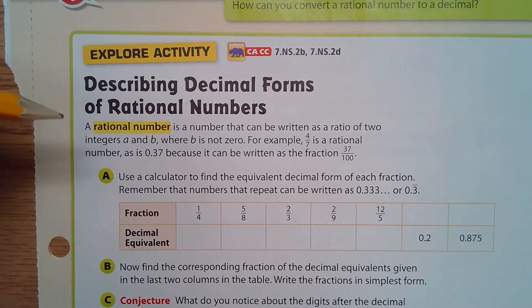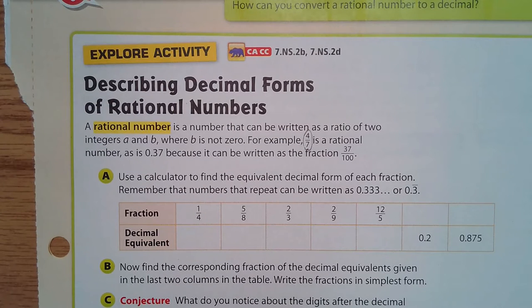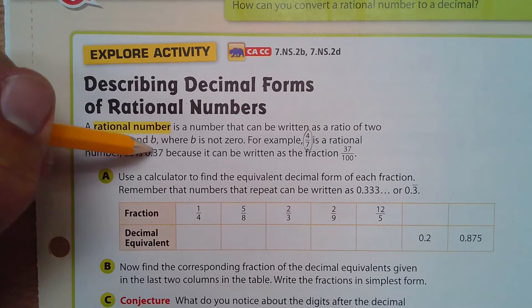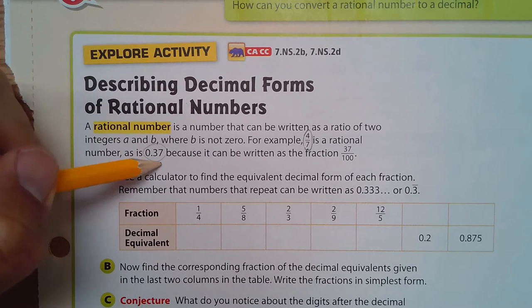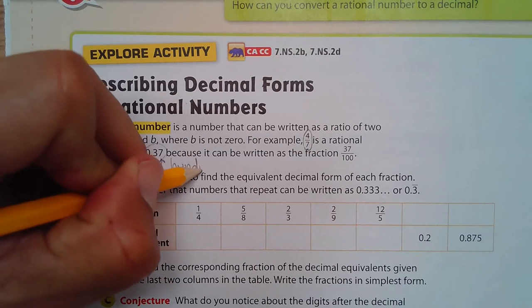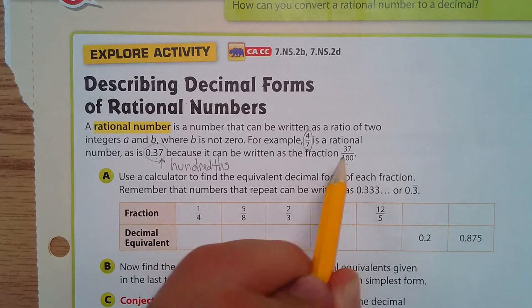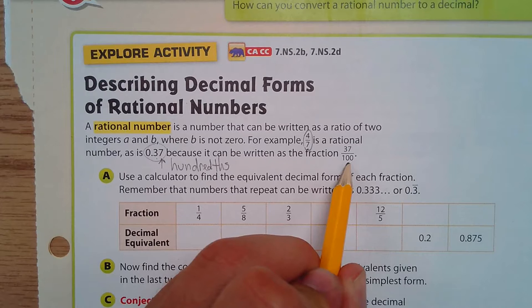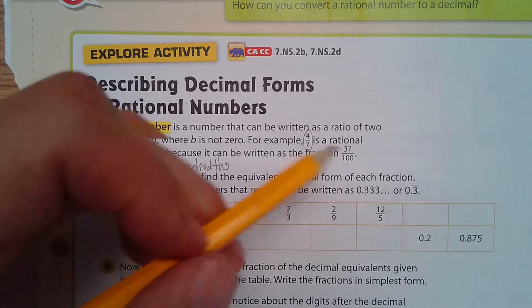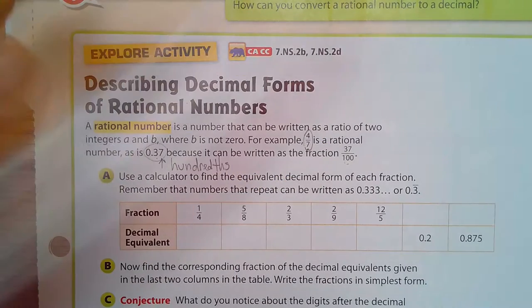And integers, we should know what integers are. Those are the positive and negative whole numbers. So right here, there's a ratio of integers, 4 over 7. And it's rational, as is 0.37, because the 7 right here is in the hundredths place. And the reason why we call it the hundredths is because we can put that over 100. So 37 hundredths is 37 over 100. And so there you go. This is a ratio of two integers. 37 is an integer, and so is 100.